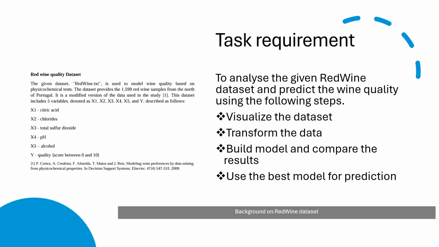assessment, we are to analyze the given red wine data set and predict the wine quality using the following steps, which include visualizing the data, then we transform the data. After doing this, we build a model and compare results. From the results gotten, we'll now use the best model for our prediction. Next slide.